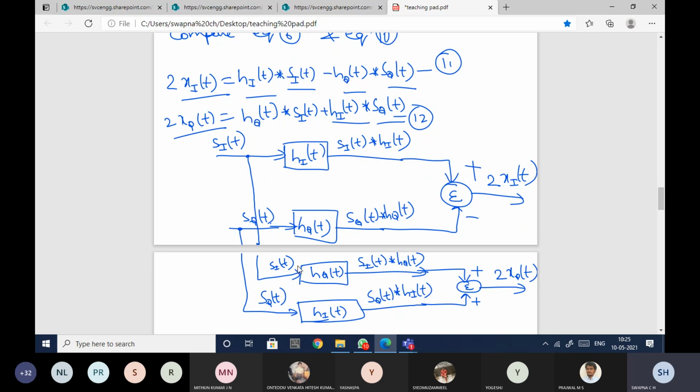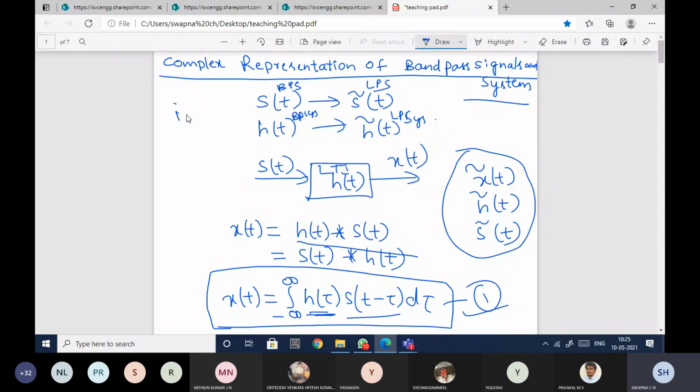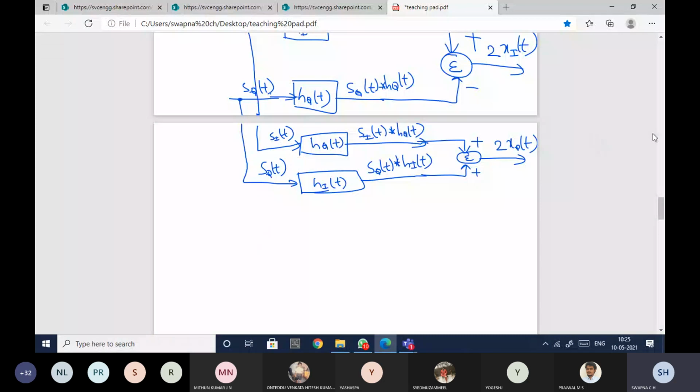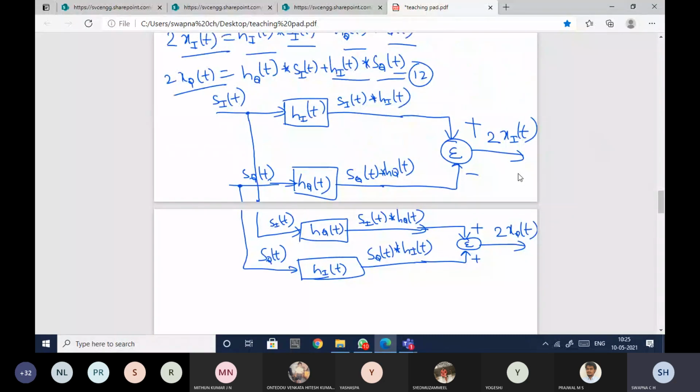bandpass signals and systems, complex representation of bandpass signals and systems. Whenever they ask you the time domain approach, whatever we have done now is all time domain approach. For the time domain approach, if they ask, you need to mention everything from here to here, and they may ask you for 6 marks, until here.